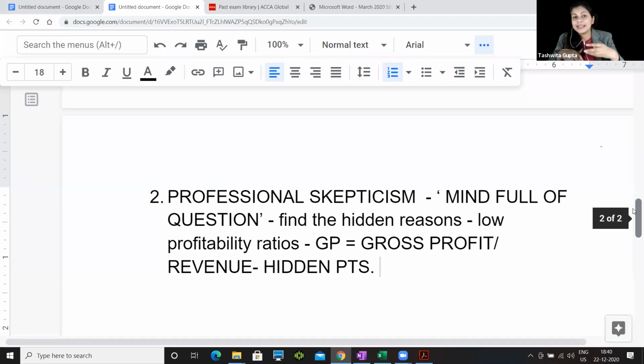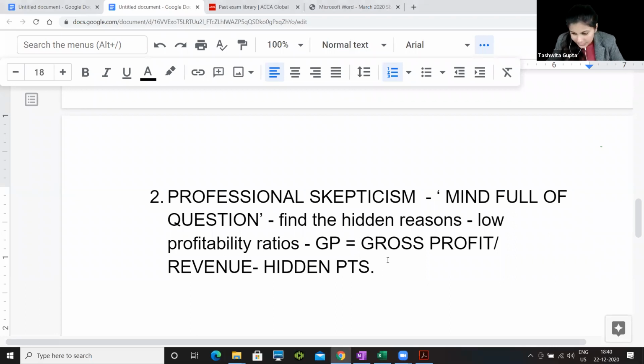So here we are not investigating, we are not asking for verification documents, but we are actually looking for the hidden points. I am questioning myself, I am questioning the situations, I am not questioning actual people who are involved in implementation. I'm not asking for any documents. I am just questioning the situation, right? So that is what we mean by professional skepticism in SBL.